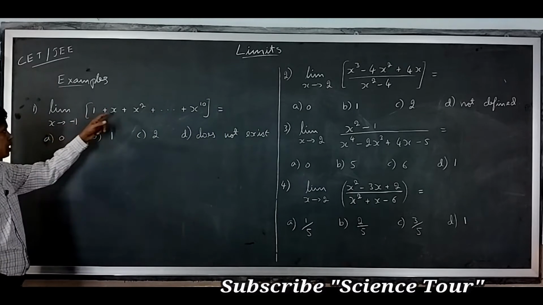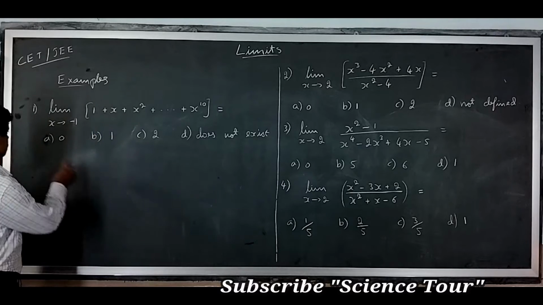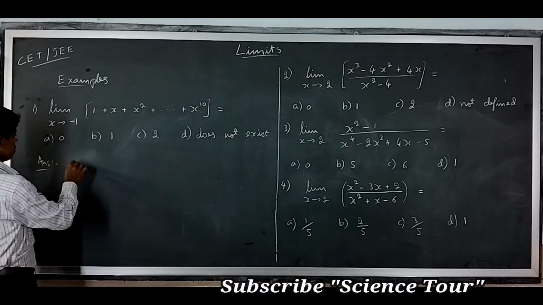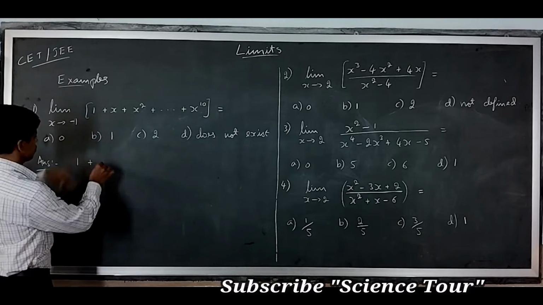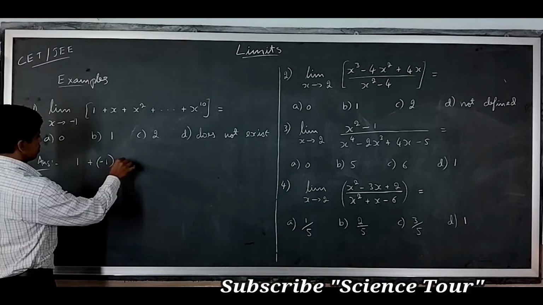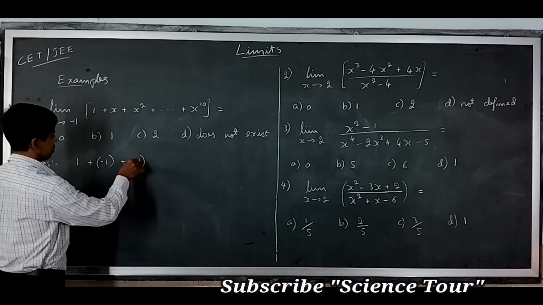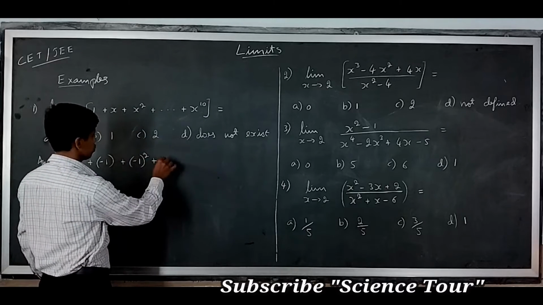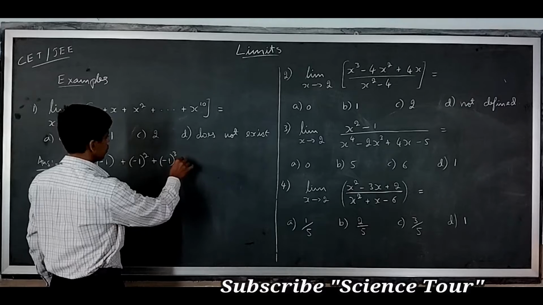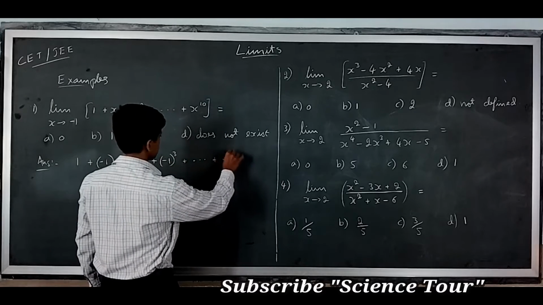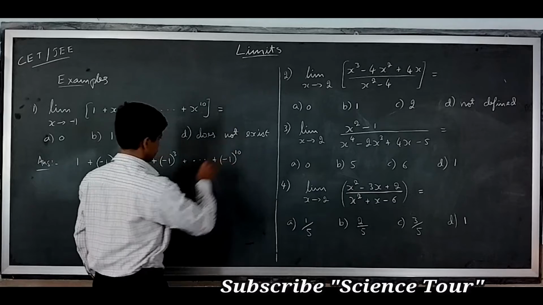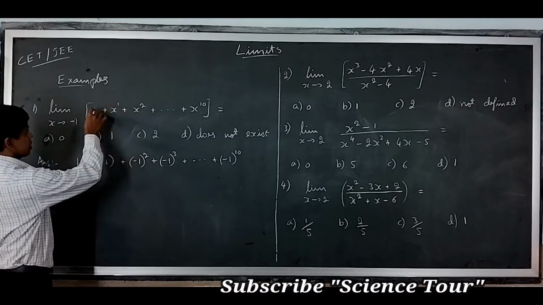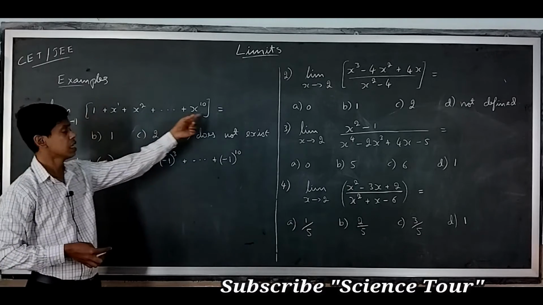Now just substitute minus 1 in place of x. When you put minus 1 there, this will be minus 1, and x square will be minus 1 whole square, which is 1. And x cube will be minus 1 whole cube, and so on till minus 1 to the power 10. Correct? So this is 1 here, and this is x to the power 0. So there are totally 11 terms.